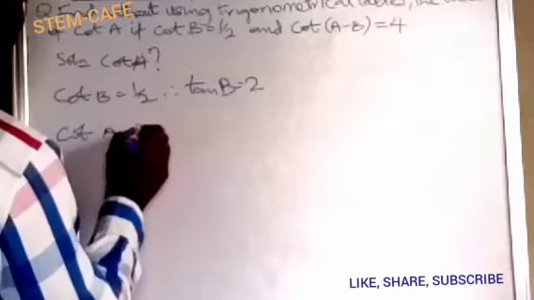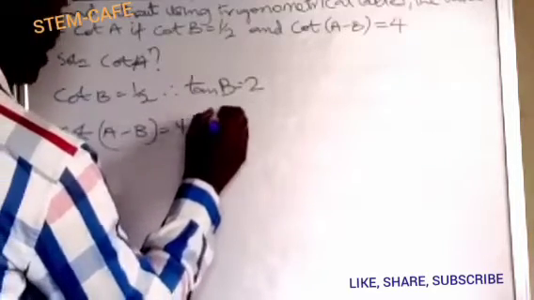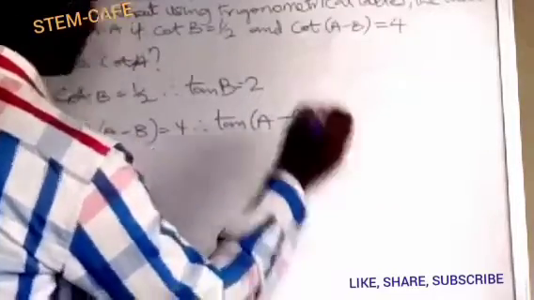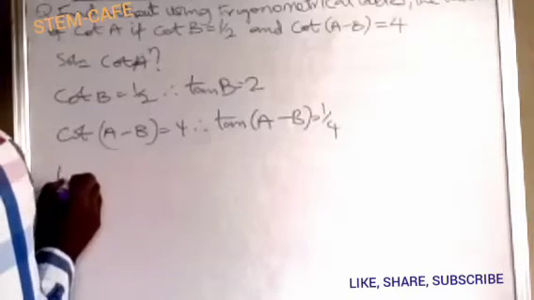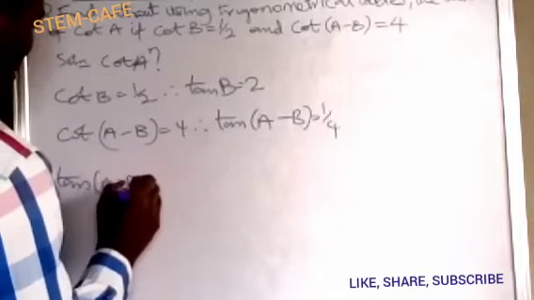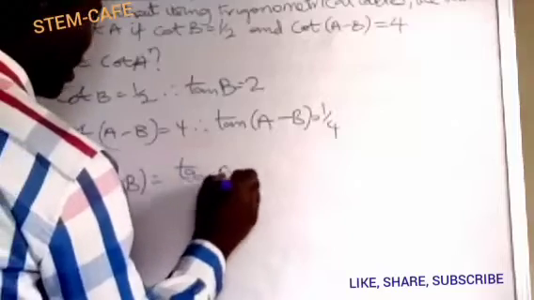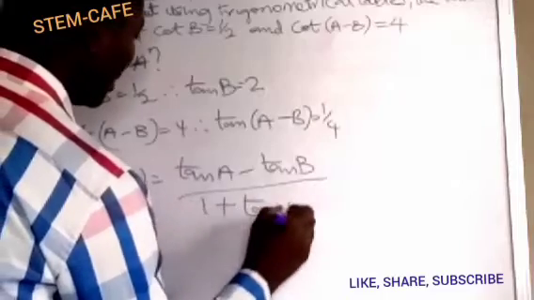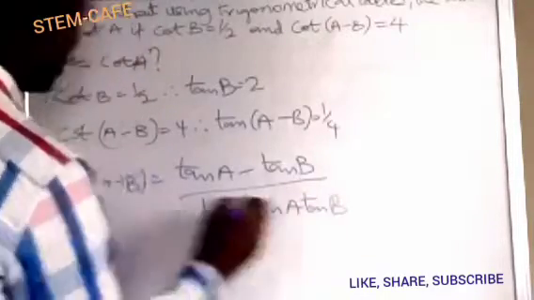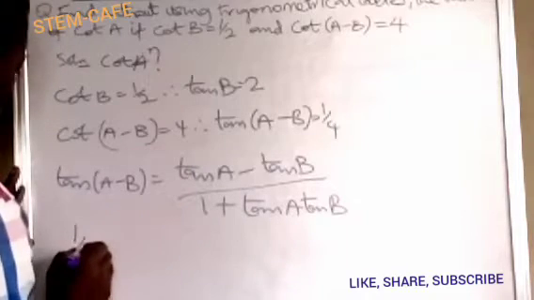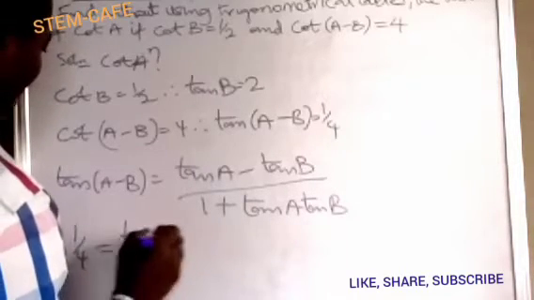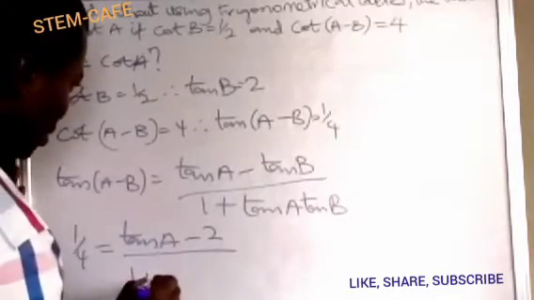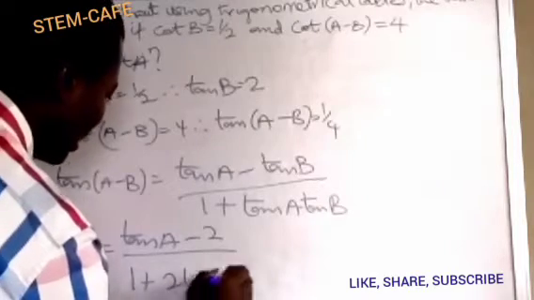Cos(A minus B) equals 4. Therefore, tan(A minus B) equals 1 over 4. We know that tan(A minus B) is equal to (tan A minus tan B) over (1 plus tan A tan B). So 1 over 4 will be equal to (tan A minus 2) over (1 plus 2 tan A).